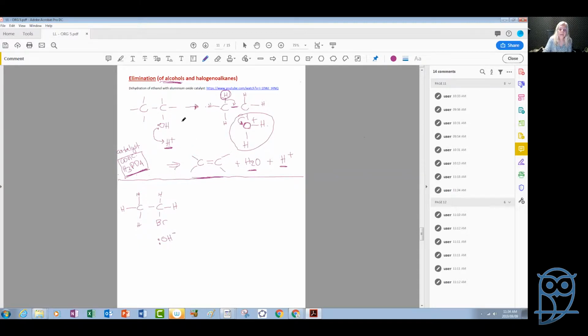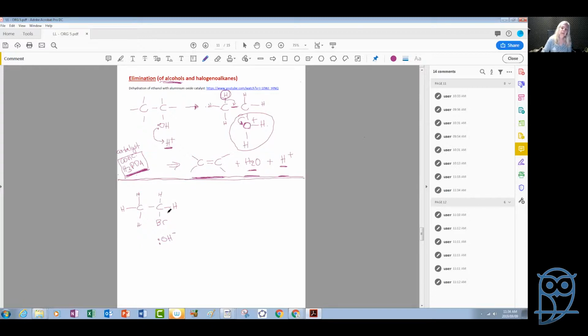So the result of this dehydration was the product of an alkene plus a molecule of water plus the proton that is part of the acid that helped this reaction. So that was the moral of the story from the elimination of alcohols.